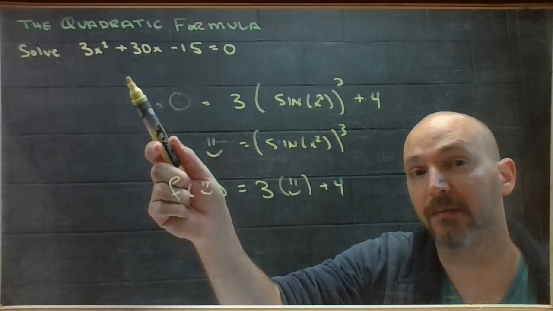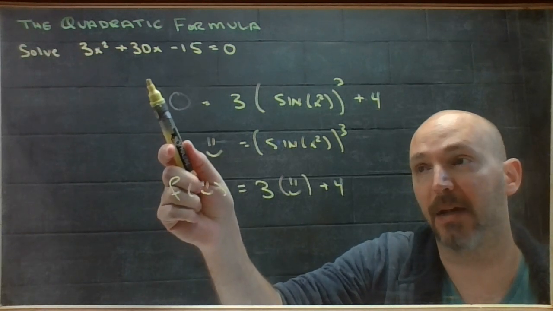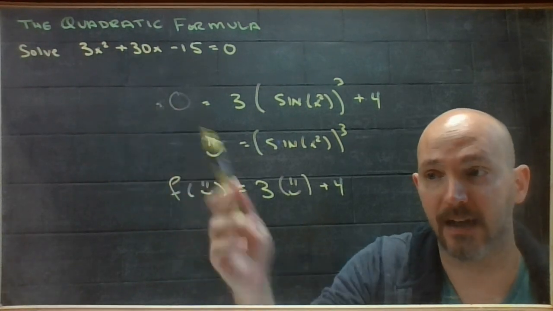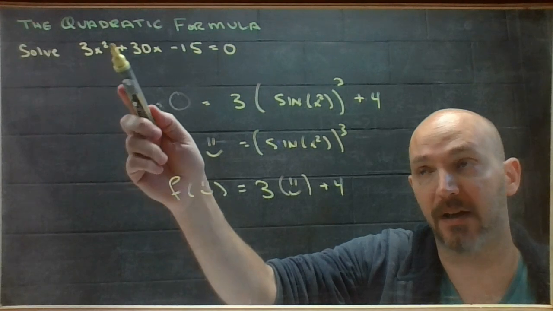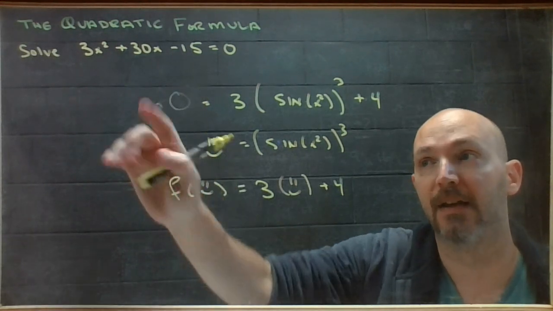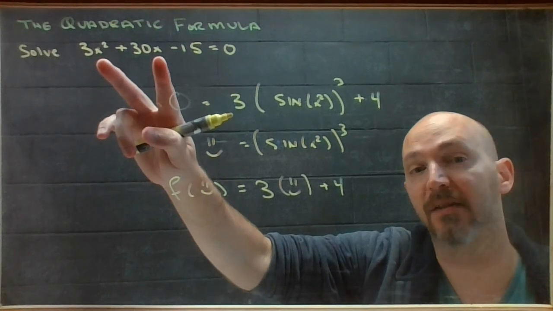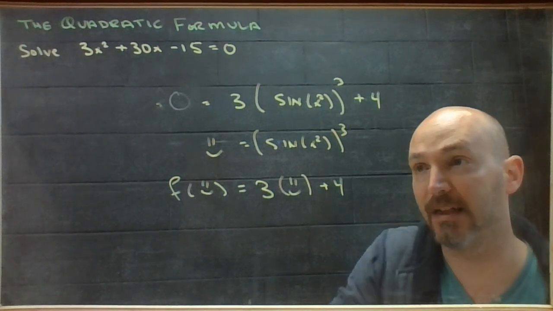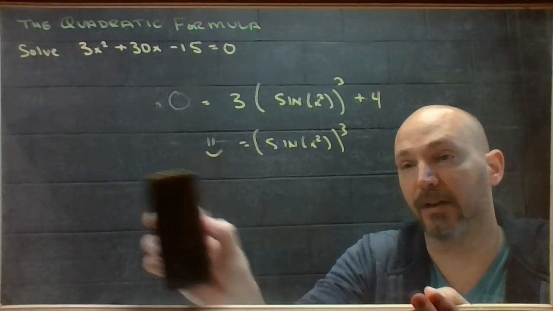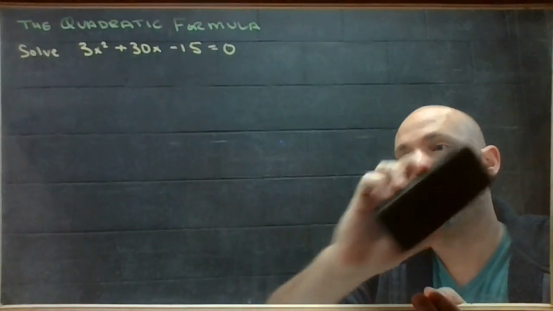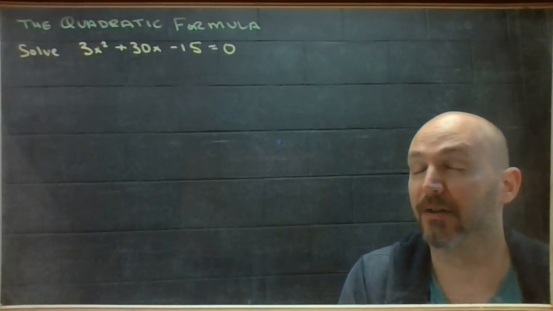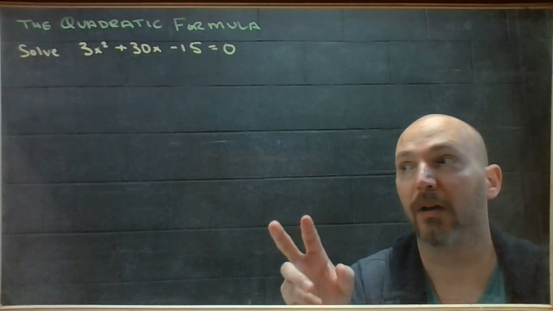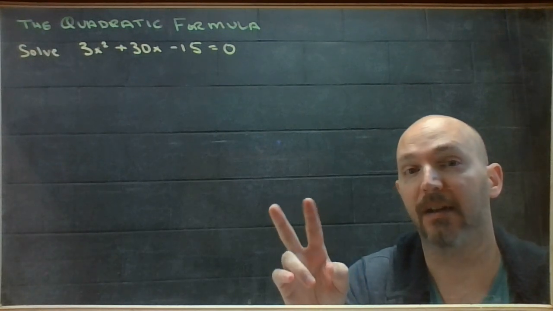If you look at this, there's no replacement I can make to have this look like this form. If I replace the x's with a smiley face, I still end up with 3 smiley face squared plus 30 smiley face. Anytime you have a thing and that same thing squared, you're looking at a non-linear relationship. You cannot use linear algebra to solve a non-linear equation. It means you have to use one of your non-linear techniques, either the quadratic formula, which we're about to develop, or factoring and case building.